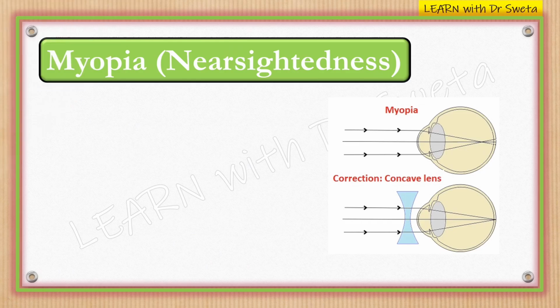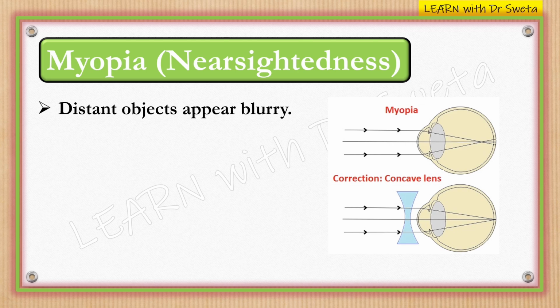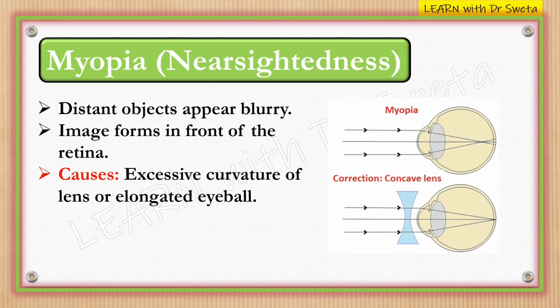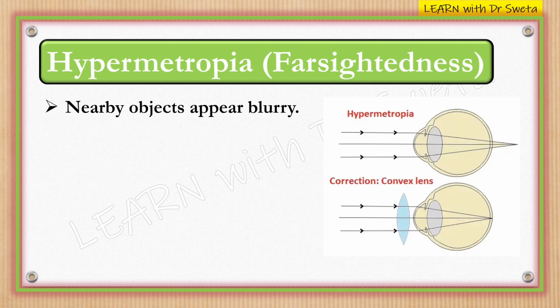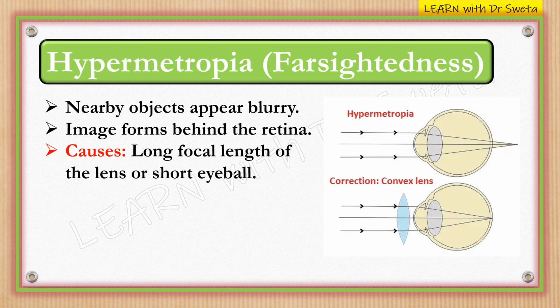First is myopia. In myopia, distant objects look blurry because the image forms in front of the retina. It happens due to a curved lens or an elongated eyeball. A concave lens can fix this issue. Next is hypermetropia. So in hypermetropia, nearby objects look blurry because the image forms behind the retina. This happens when the lens is too flat or the eyeball is too short. A convex lens can fix this issue.